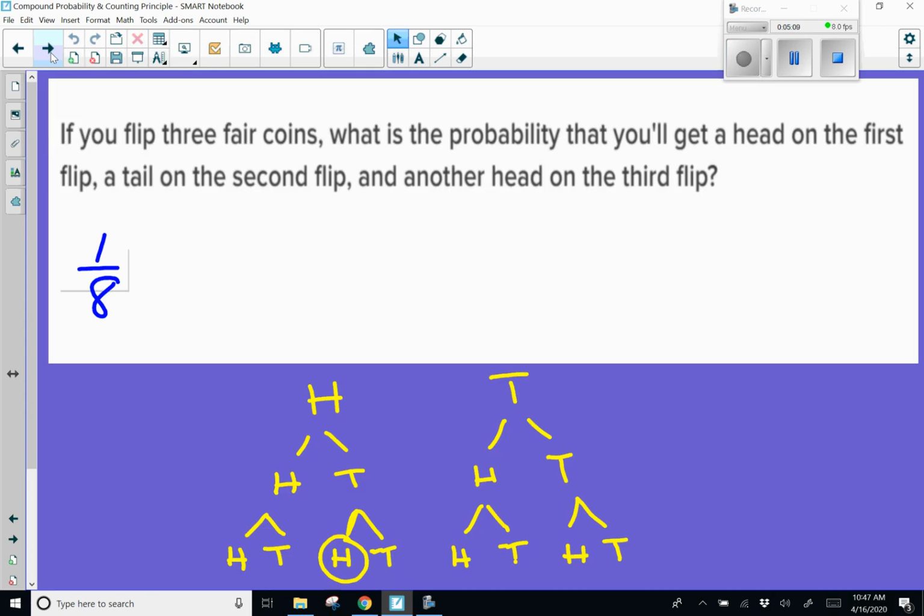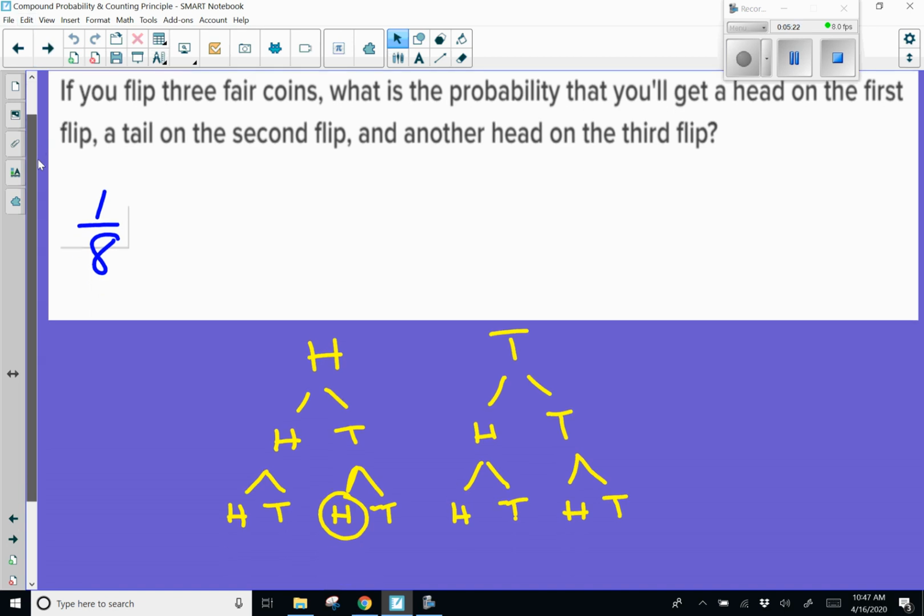If you flip 3 fair coins, what is the probability that you'll get a head on the first flip, a tail on the second flip, and another head on the third flip? Well, as you can see, I've drawn a tree diagram. We discussed these in one of the previous lessons on sample spaces. So if you're flipping a coin 3 times, you can get heads or tails. Then the second flip, let's say you hypothetically flipped a heads the first time, you can get heads or tails again. So this second row represents the second flip, and then this bottom row represents your third flip.